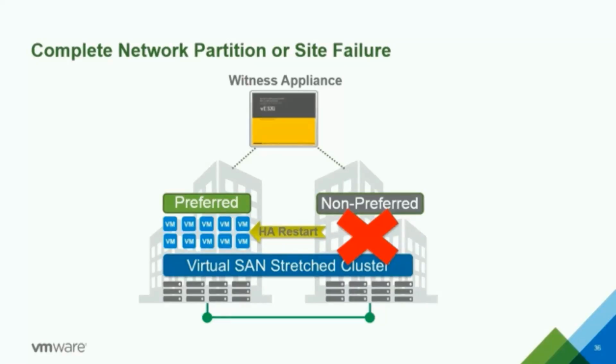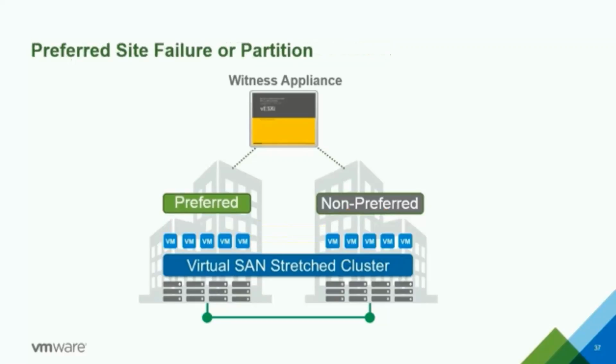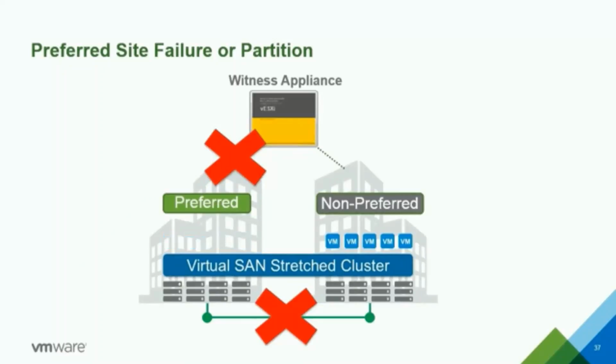We bring those VMs up at the preferred site, and you're back up and running. What happens if you have a preferred site failure or partition? Similar scenario, we either lose that preferred site or the preferred site becomes network isolated. It's the exact same response. We're going to HA restart those VMs at our non-preferred site, and we're back up and running.